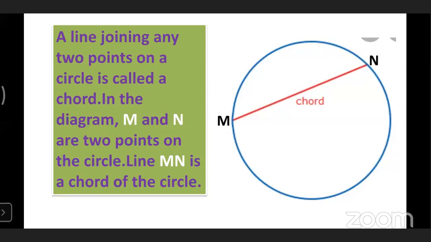What is a chord? A line joining any 2 points on a circle is called a chord. So MN is a chord of a circle.